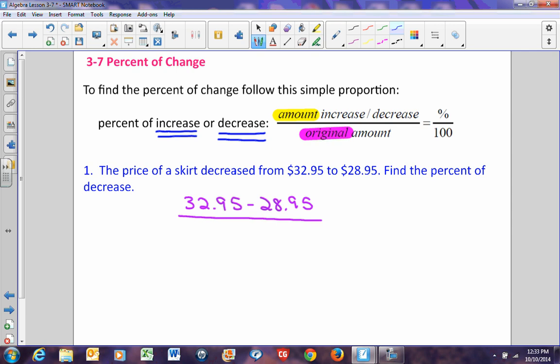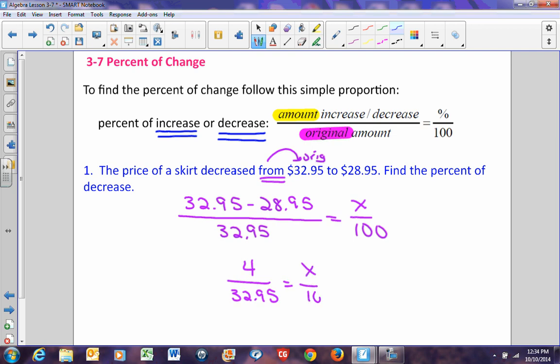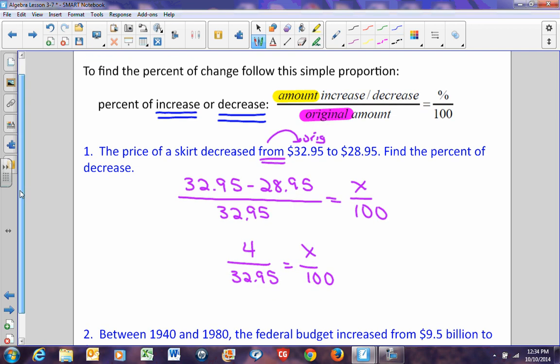The original amount, it decreased from, so from, this is the original. So my original amount was 32.95, equals x over 100. So now I just need to simply do the math. If I do 32.95 minus 28.95, that's $4. So 4 over 32.95 equals x over 100. I'm going to solve this proportion.